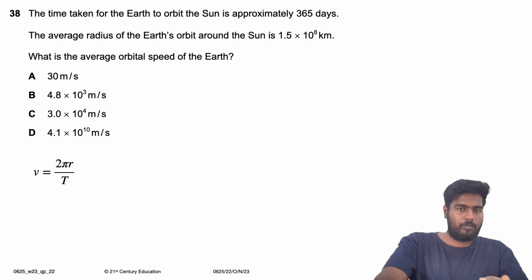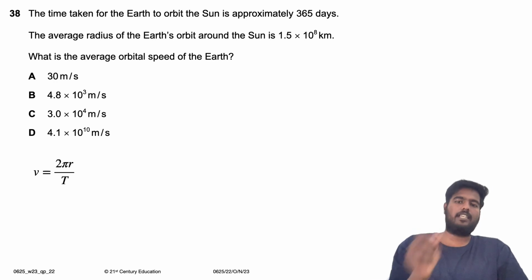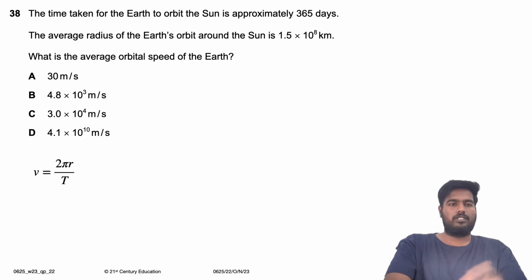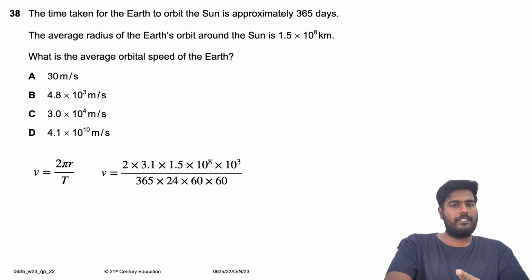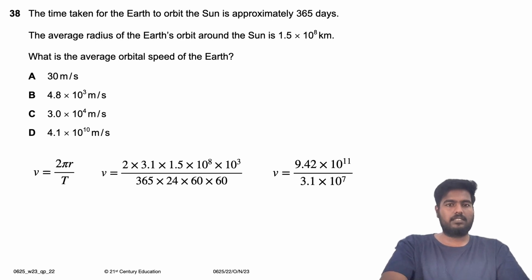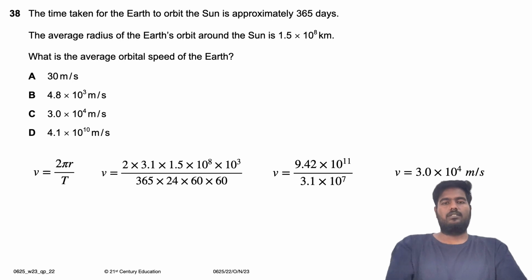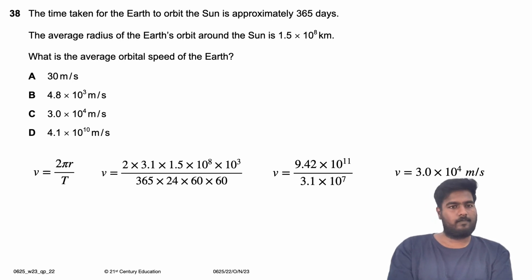The radius is 1.5 × 10^8 kilometers. That kilo also we have to convert because the SI unit is meter. So 2πr uses 1.5 × 10^8 multiplied by 10^3 meters. 365 days I have to convert into seconds, so 365 × 24 hours in a day × 60 minutes × 60 seconds. If we do the calculation, the final value is 3 × 10^4 meters per second. Option C is the right answer.